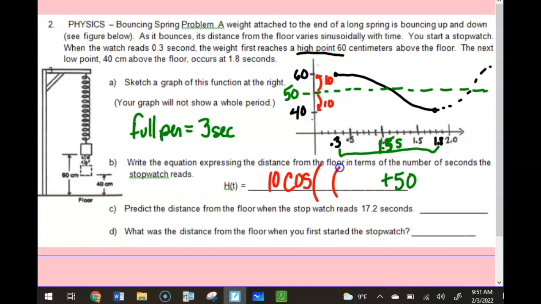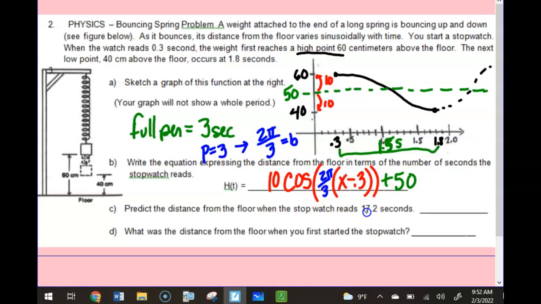Let's leave the period alone for a minute. How long into the story did we hit a max? What am I going to write in here? Yes, minus 0.3 because it went to the right 0.3. Everybody okay with that? All right. And then if the period is 3 seconds, how do we find B? 2 pi divided by 3 will become our B value. So we have to type 2 times pi divided by 3 and then that second parenthesis.